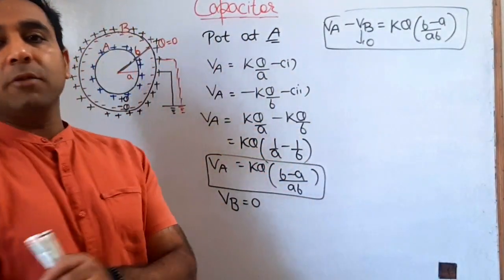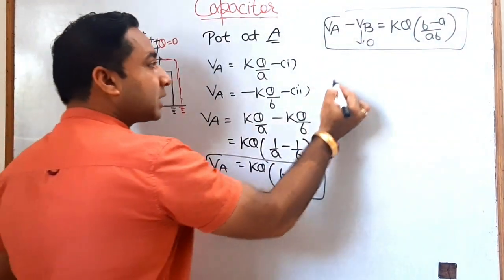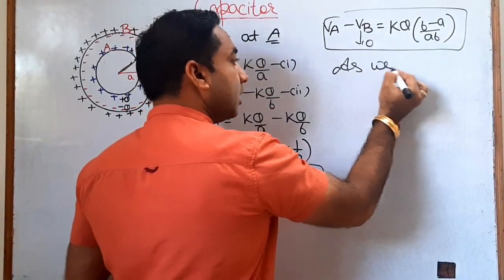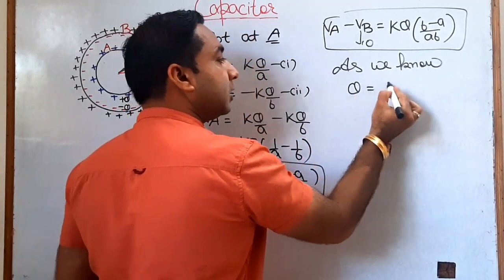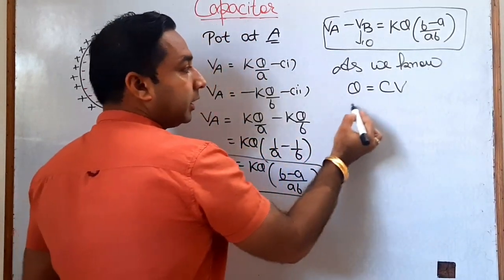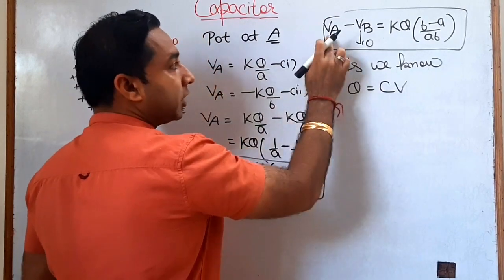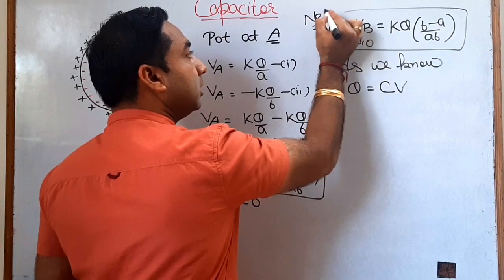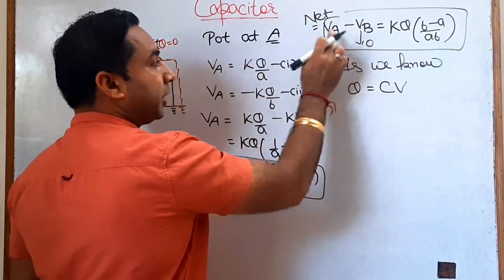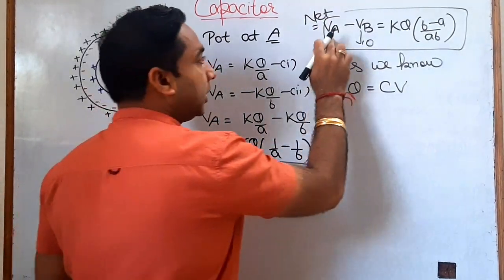Now I have to apply the formula of capacitance as we know. Yes, children, according to the first lecture we discussed, Q is equal to CV. Here V stands for the net potential. Son, the net potential that has come, let me write it here. This is the net potential. VB is zero anyway, so the net potential is the potential due to A.